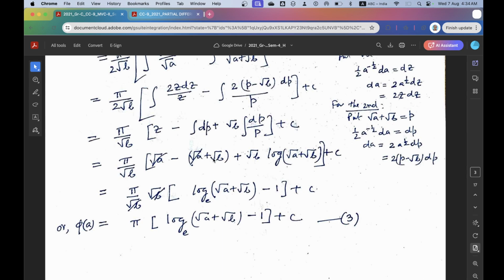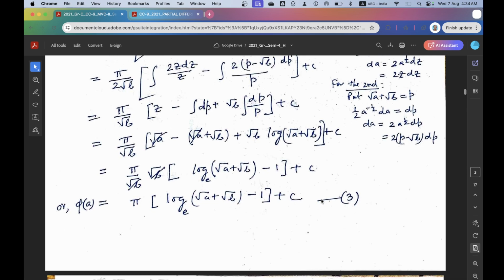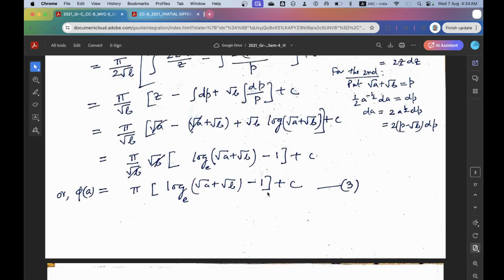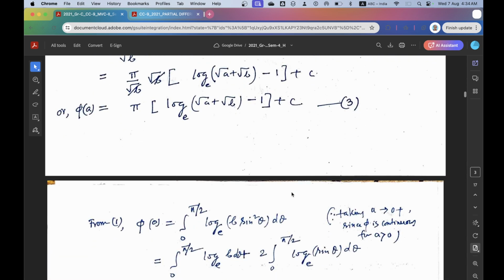So the value of p is square root of a plus square root of b, and this square root of b into log of square root of a plus square root of b, plus c. Cancel square root of a minus square root of a minus b. So taking square root of b common, log of square root of a plus square root of b minus 1, plus c. So we get phi a equal to this.